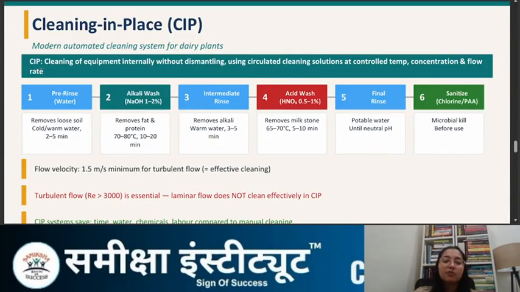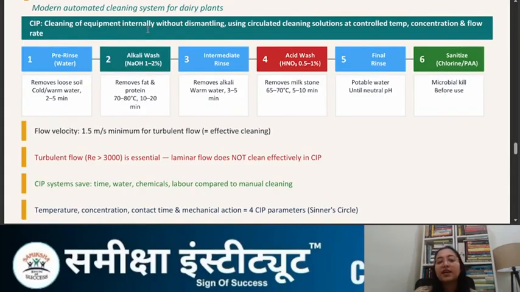Cleaning in place. These are modern automated cleaning systems for dairy plants, and it does not require dismantling. It can be used routinely without dismantling, using circulated cleaning solution at controlled temperature, concentration and flow rate. So equipments are cleaned without dismantling them. They are cleaned at their own place, and these are the following methods. This is the process through which cleaning in place is done.